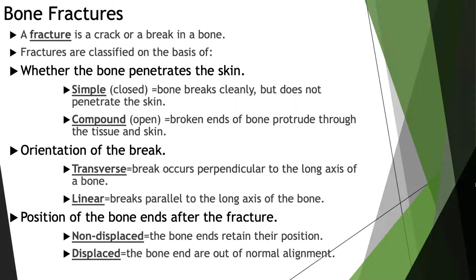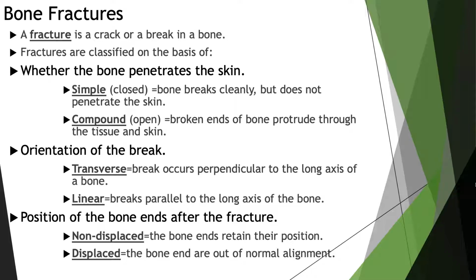So continuing with the introduction to osseous tissue, we're going to go with fractures here. A fracture is a crack or a break in the bone, and usually these are classified on the basis of, one, whether the bone penetrates the skin, and we can consider those either simple, where the bone breaks cleanly but does not penetrate the skin, or compound, also known as open, and that's when the broken ends of the bones protrude through the tissue in the skin.